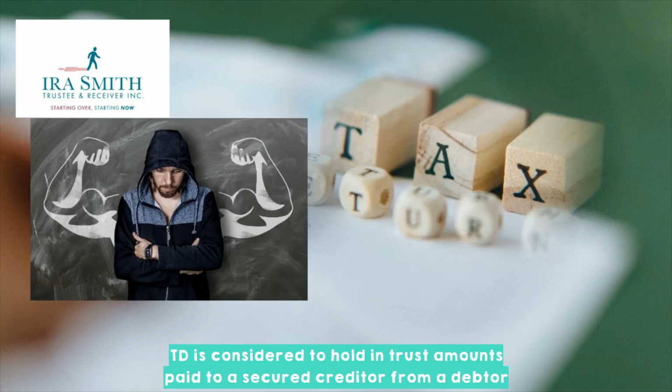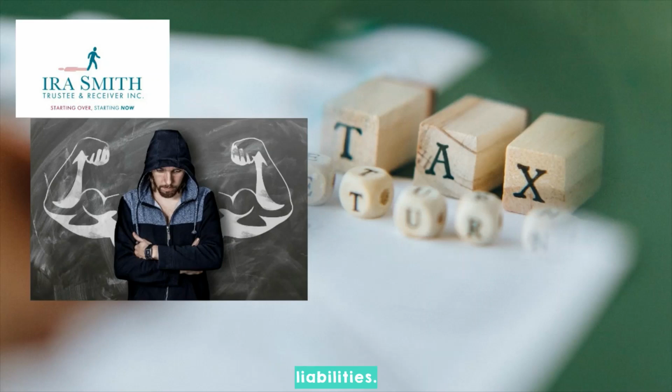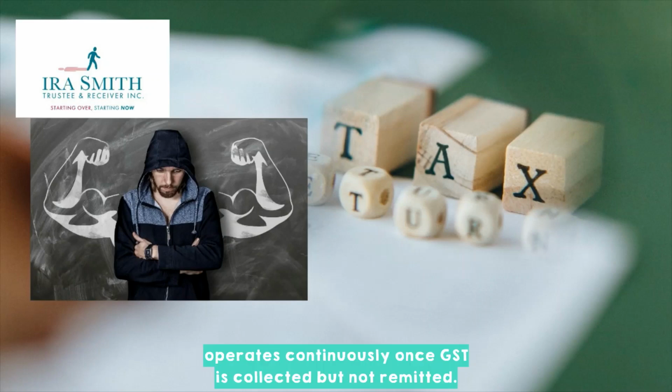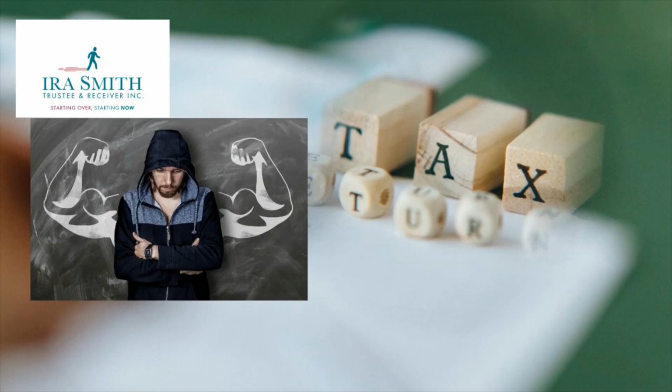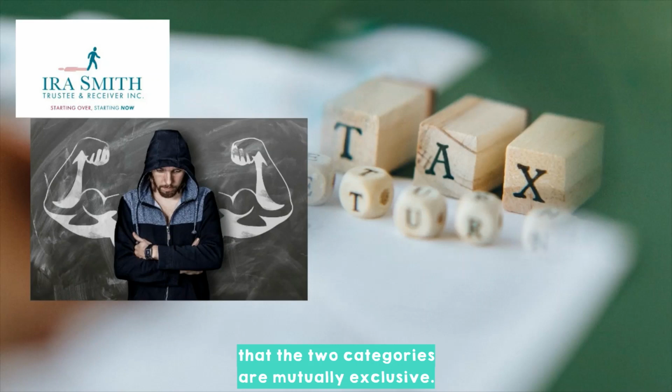CRA is considered to hold in trust amounts paid to a secured creditor from a debtor who owes goods and services tax, harmonized sales tax, GST, HST, liabilities. FCA affirmed the federal court's finding that no triggering event was required and that the deemed trust operates continuously once GST is collected but not remitted. Further, the FCA noted that case law has distinguished between secured creditors and bona fide purchasers of value, such that the two categories are mutually exclusive.